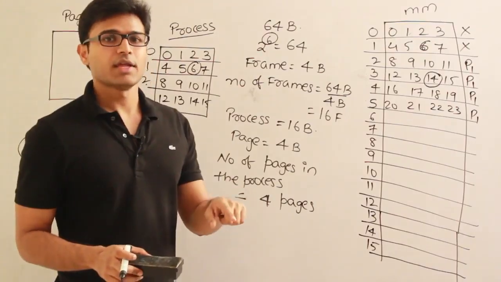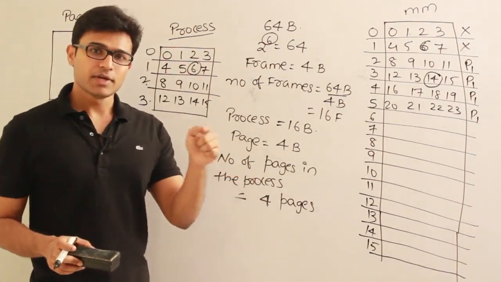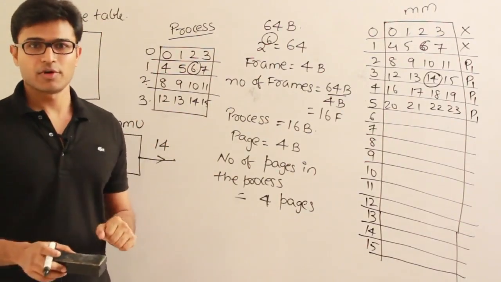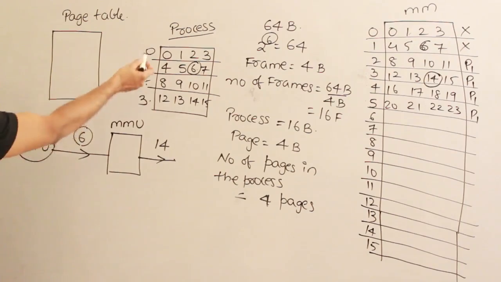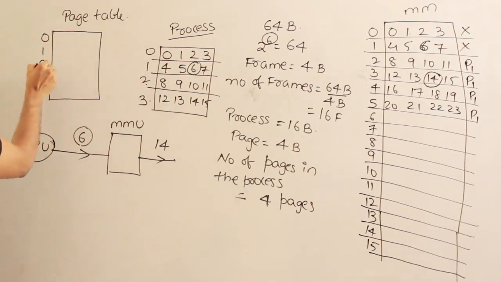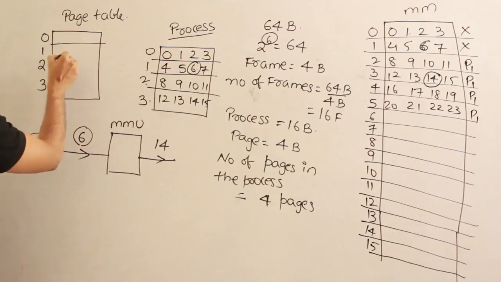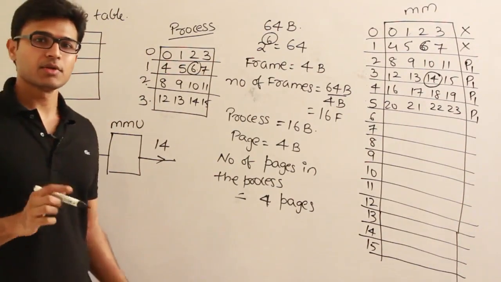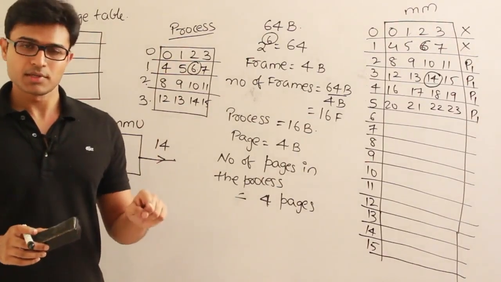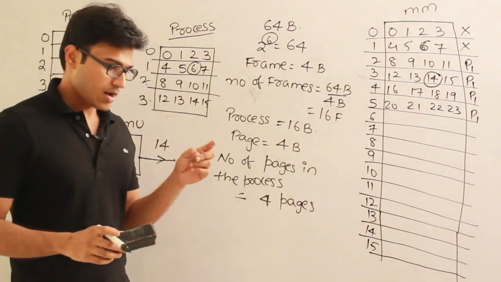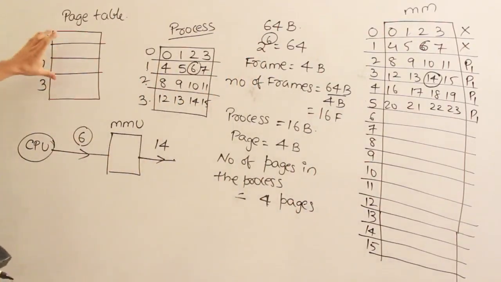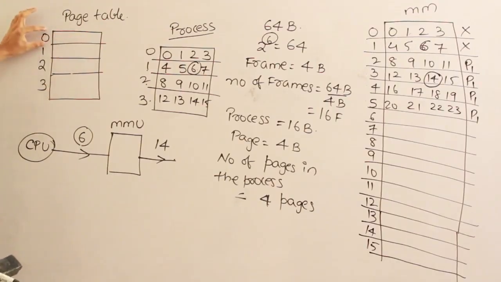Therefore every process will have its own page table, and that page table will contain information about where each particular page is present in the main memory frames. Now this page table will contain 0, 1, 2, 3, 4 entries, because we have 4 pages. Always, the number of entries in the page table will be equal to the number of pages in the process. So there are 4 entries, and each of these entries will contain where that particular page is inside the main memory.